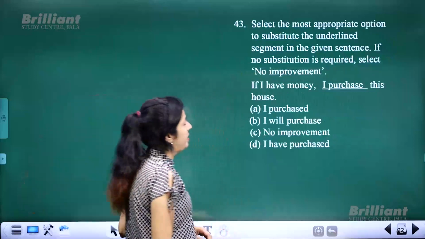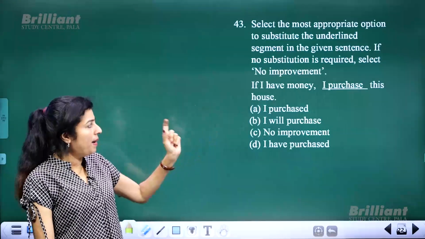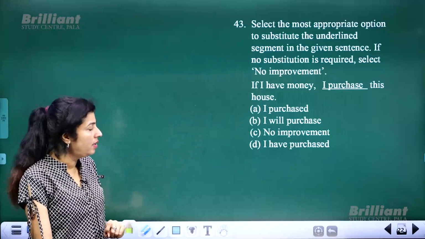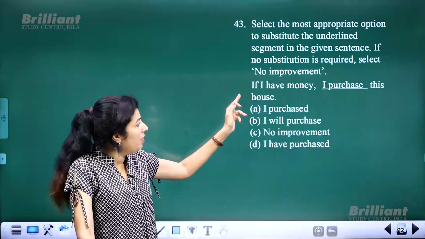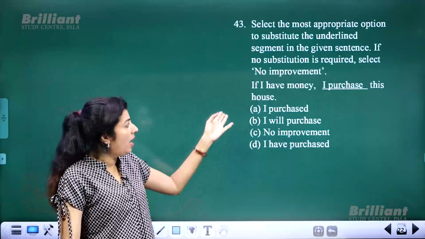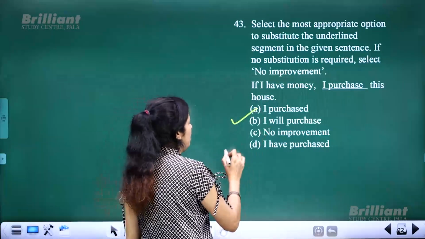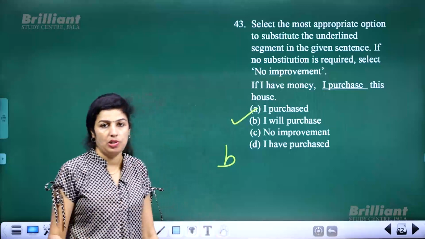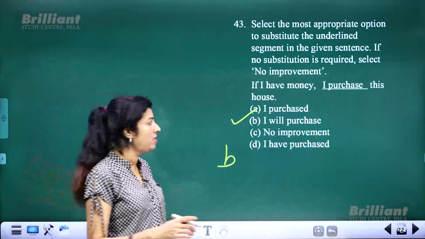Okay. Next, in this sentence, the part I purchase is underlined, and in case it is wrong, substitute it with the correct one. If I have money, if clause, if I have money, I purchase this house. I will purchase this house. Option B. If I have money, I will purchase. Not if I have money, I purchase. I will purchase this house.